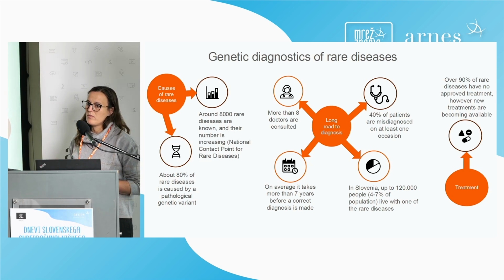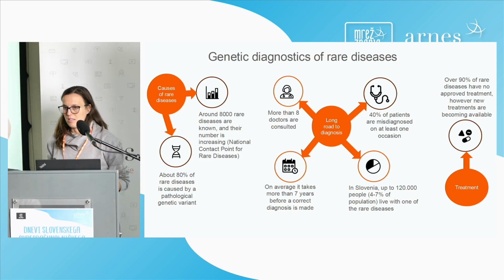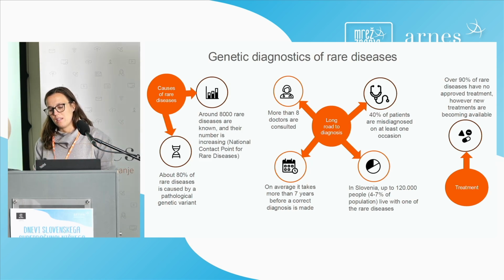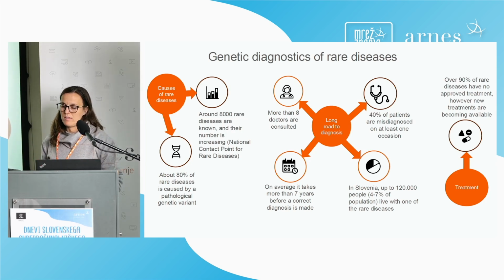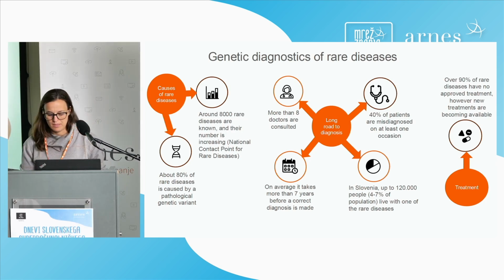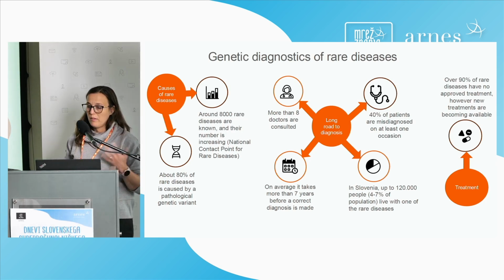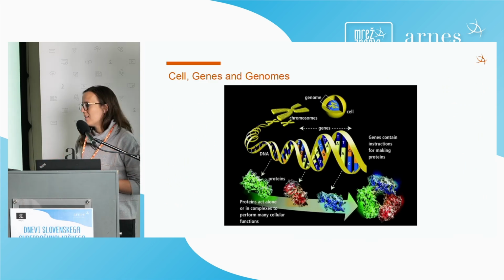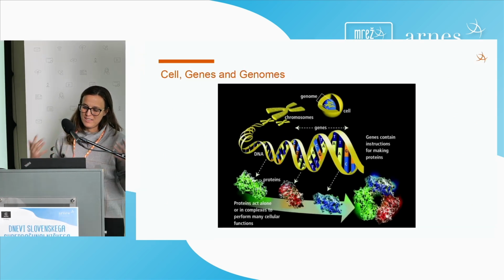Time to diagnose is 7 years on average. These are complex diseases, and 40% of patients are misdiagnosed. This is the reality that we are facing at the pediatric hospital. And for treatment, over 90% of rare diseases have no approved treatment. I will go through the basics, not with the formulas, but the basics.